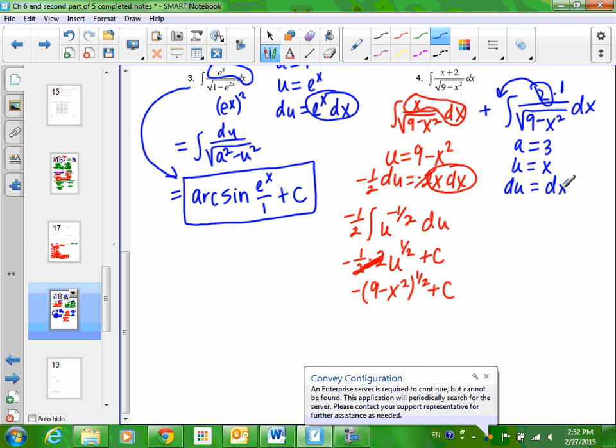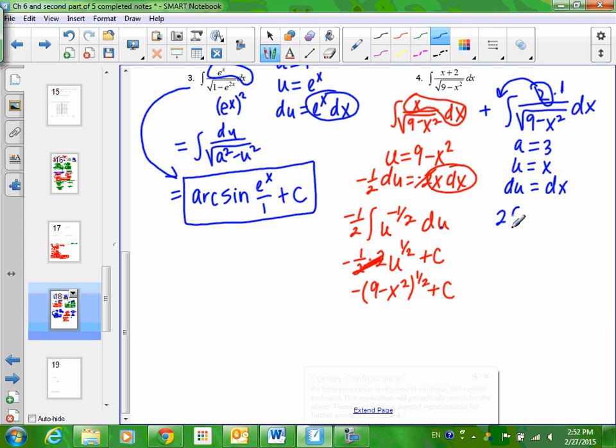Okay, I want you to try to finish this blue part on your own. And definitely use the formula. Don't forget the 2, though.